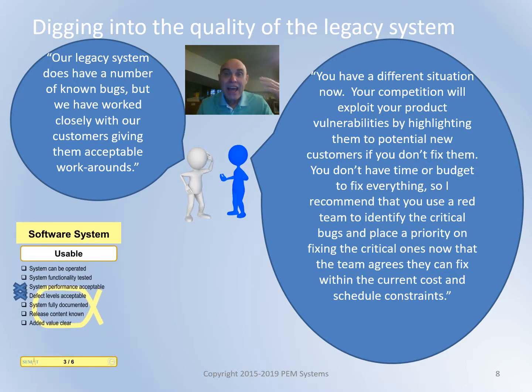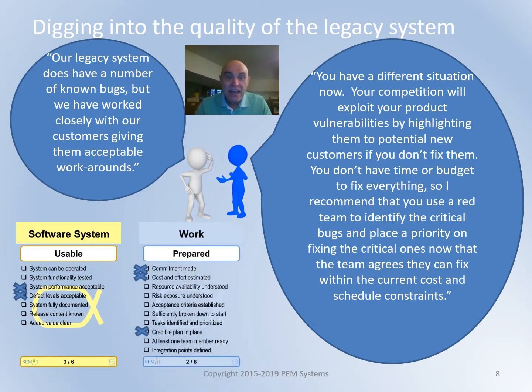In the back of my head, as I make this recommendation, I'm thinking about the software system alpha, usable state, system performance acceptable, and defect levels acceptable checklists. And I'm thinking about the work alpha, prepared state, checklists, commitments made, cost and effort estimated. A credible plan is in place.